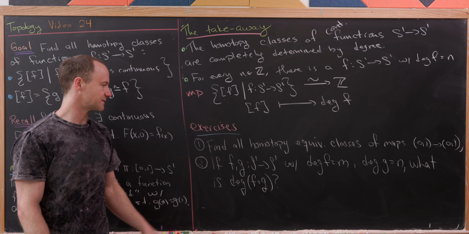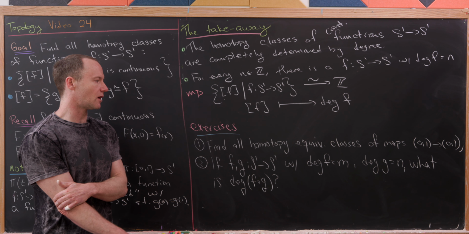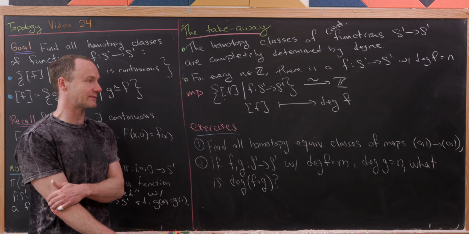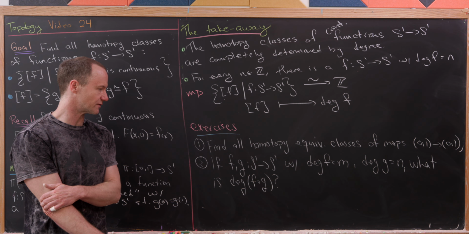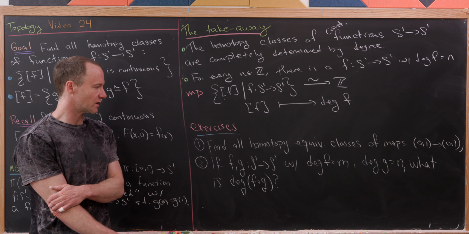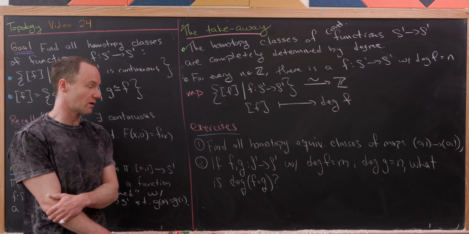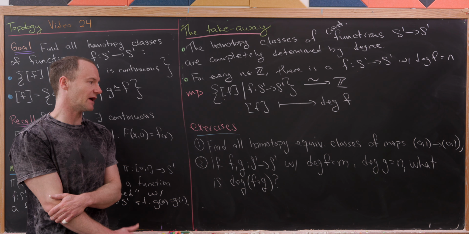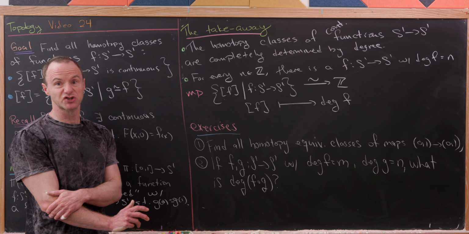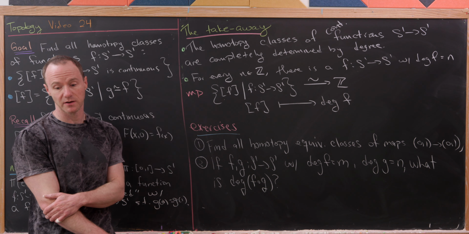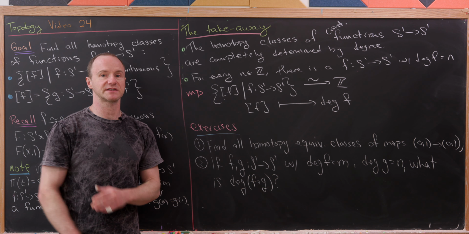Now, here are some problems. The first is to find all homotopy equivalence classes of maps from the open interval (0,1) to the open interval (0,1). And then the second one is, if f and g are continuous functions from S1 to S1, where the degree of f is m and the degree of g is n, let's try to determine what the degree of f composed with g is. And that's a good place to stop.